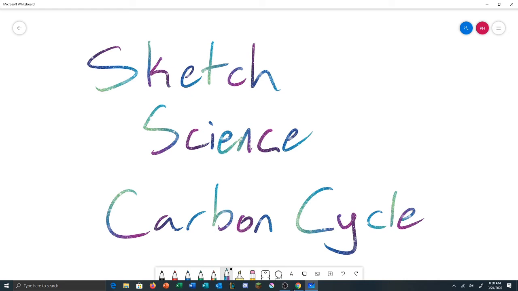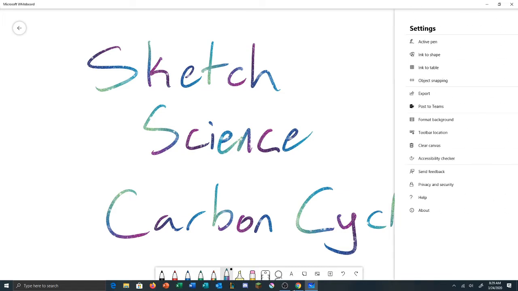Today we're going over a little something called the carbon cycle. Now, the carbon cycle. We went over the water cycle last time. What is the carbon cycle? What makes it different? Well, first we've got to start at what is carbon? Carbon is one of the elements of the periodic table.